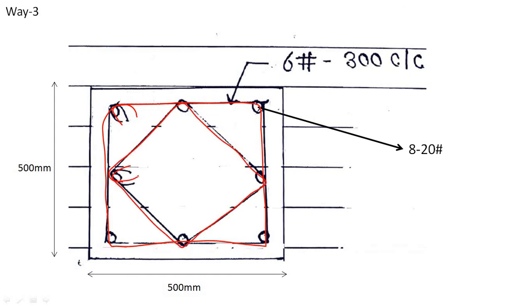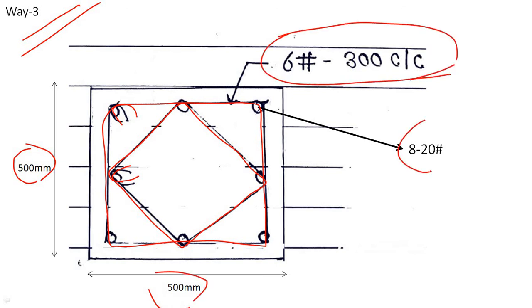From these three ways, I prefer the third way, which is normally used in construction practice, and this is the best way to tie, or to hold, the main reinforcement. The third way is better for the location and the tying of this main reinforcement. For the final answer you have to draw the third way figure. We have to write the dimension 500 cross 500, then 6 dia at 300 center to center, and 8 numbers of 20 diameter main reinforcement. So here we have completed the design of uniaxial column.